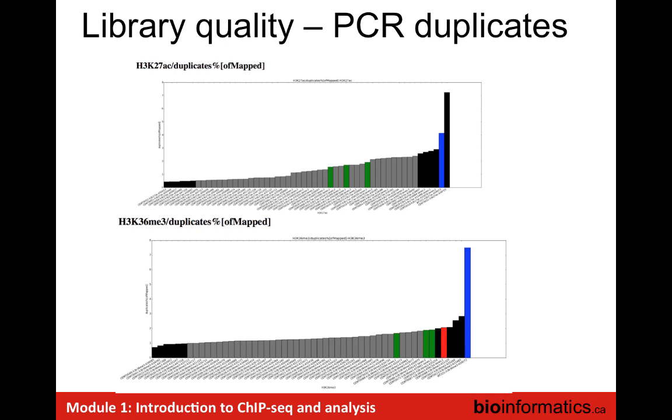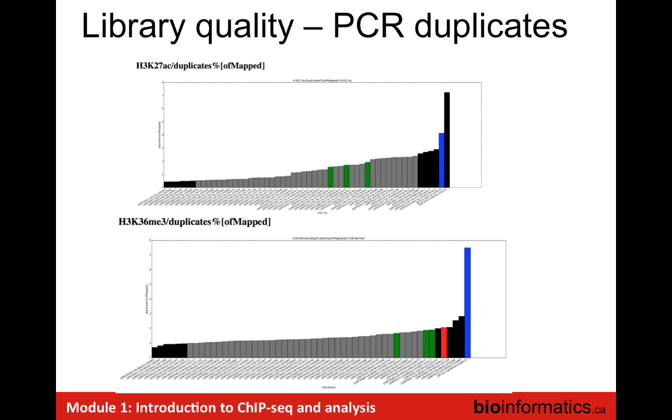And of course, PCR duplicates are also dependent upon how deeply you sequence the library. If you completely sample the diversity of your library, you're going to expect to see PCR duplicates. So the more you sequence, the more duplicates you're going to see. But at the levels that we're sequencing here, which is, I said, 50 million read pairs for K4, 100 million read pairs for punctate marks like K27 acetylation, 100 million reads for K36, these are the duplicate rates.